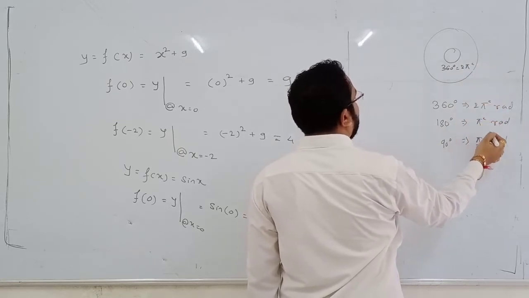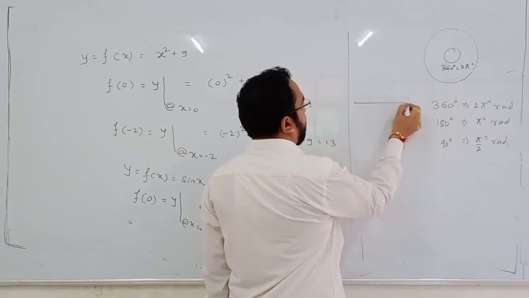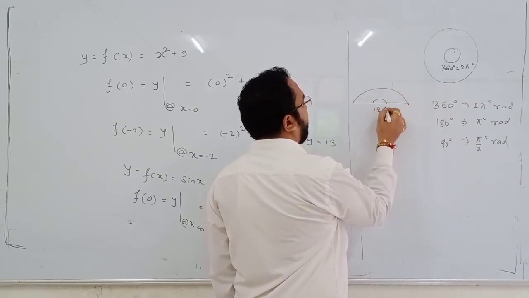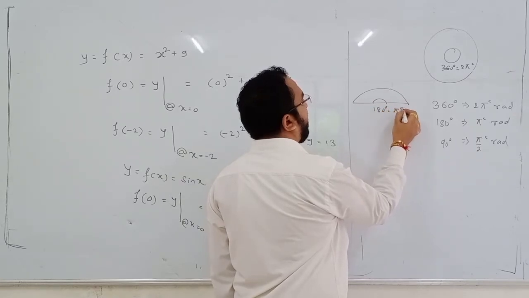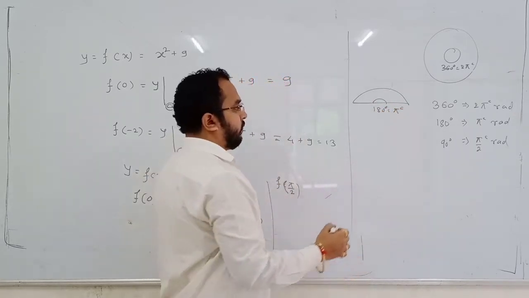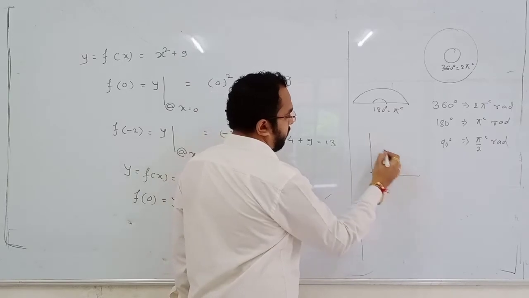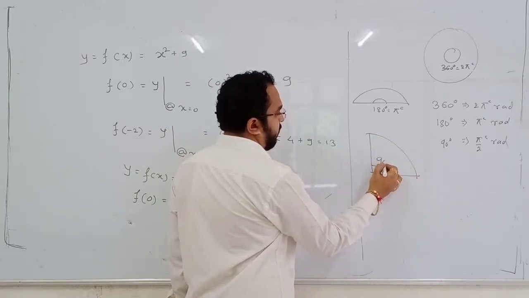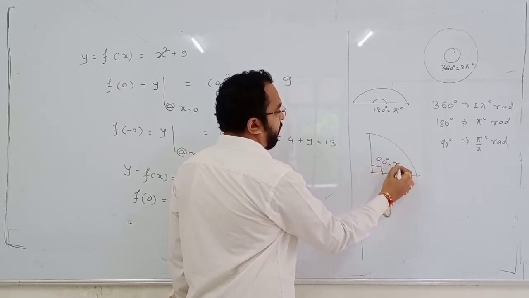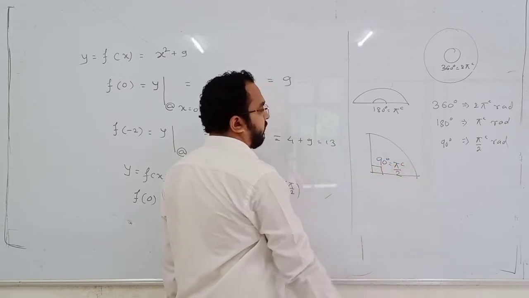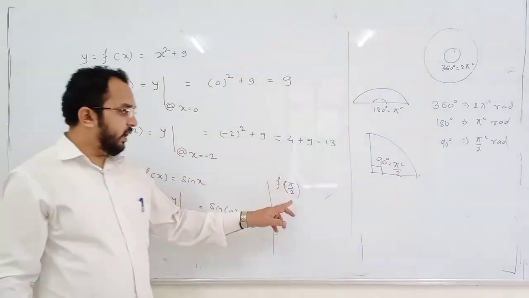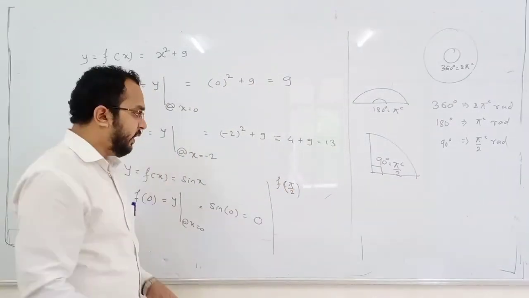Okay? Now this is 180 degree or pi radian. This is 90 degree or pi by 2 radian. Pi by 2 radian, so 90 degree. Pi by 2 means 90 degree.